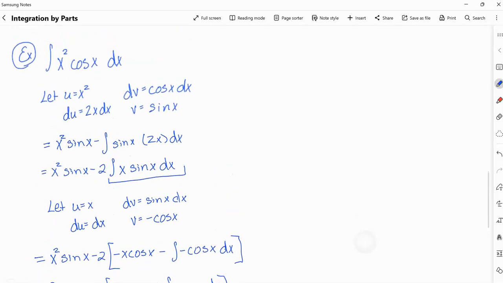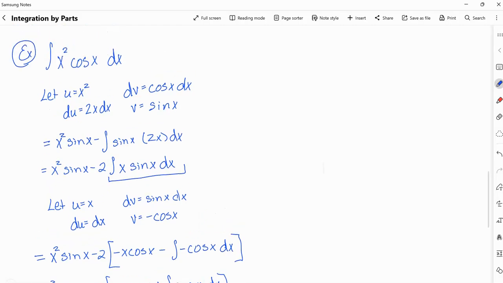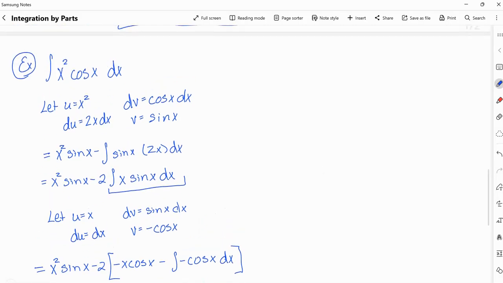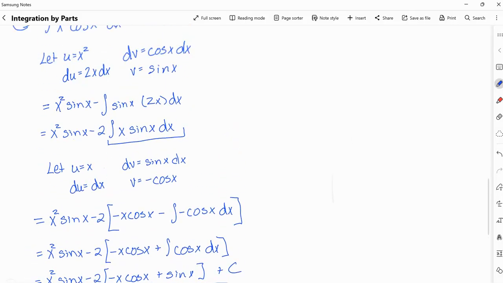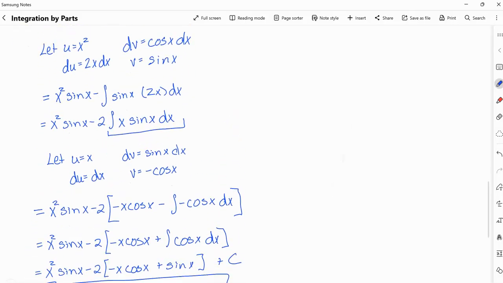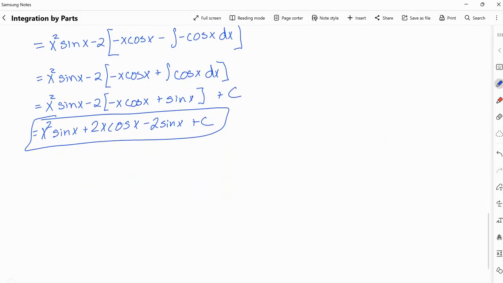So you can see how this process, if you have an algebraic piece, could get a little complicated. What if this were a 3 or a 4 or a 5? Then we would have to do integration by parts even more times. If this were a 3, we would have to do it again. If it were a 4, we'd have to do it 2 more times. So there is a tabular method.